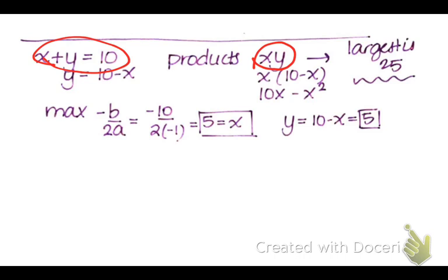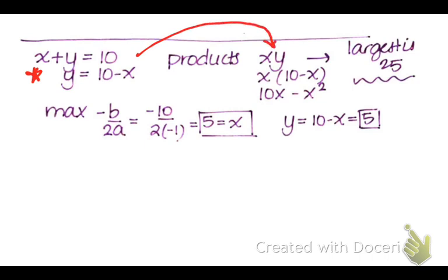Once I have this written in terms of the other one, so that's what we did over here, we solved this one for y. Then I can substitute that in here in place of y. And that makes the quadratic function 10x minus x squared.